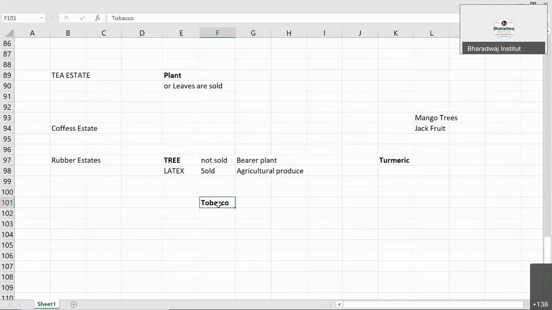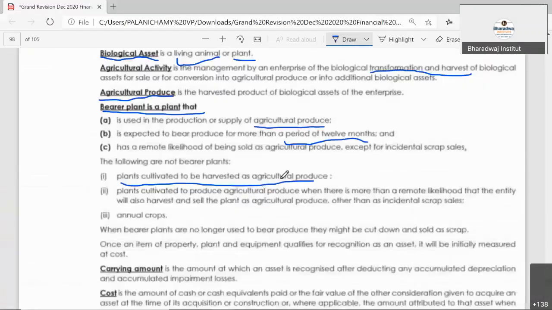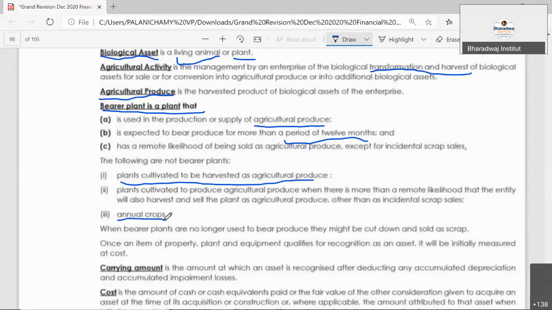So you are going to cultivate the tobacco. You are going to sell the tobacco leaves as it is. Okay, so from tobacco leaves, are you getting any other product? No, it is just sold. You are going to cut the plant and sell it. So that is not included in the bearer plant. Okay, then annual crop means whatever you are going to do every year. They are not part of bearer plants.